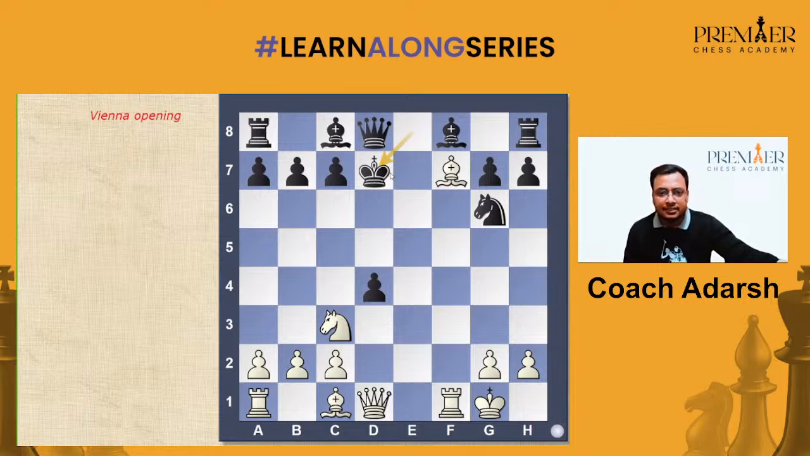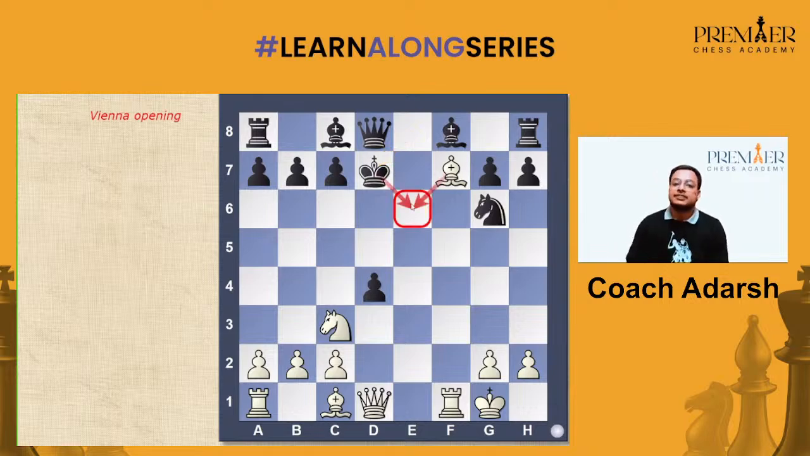Bishop e6 is not a very good move with this, but thanks for your suggestion. If we go with bishop e6, the king will just capture the bishop.